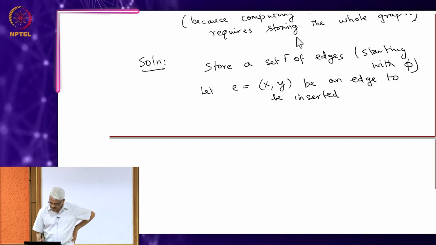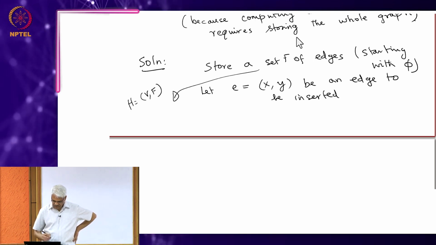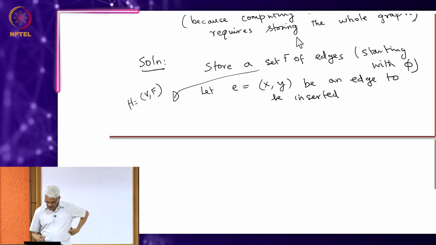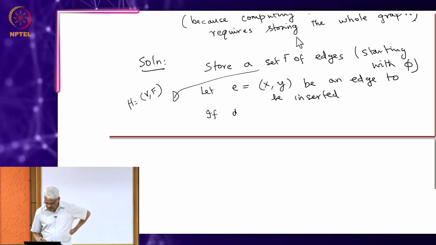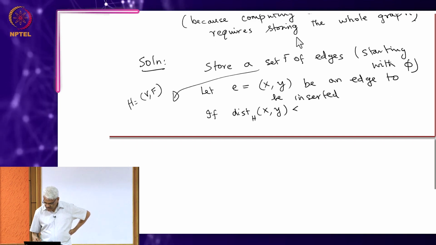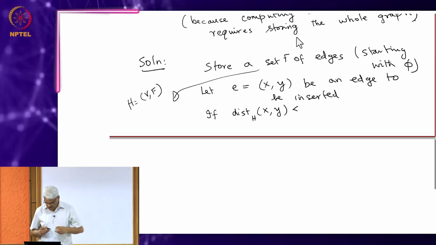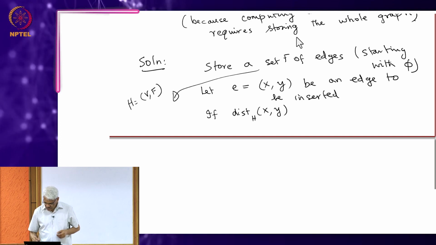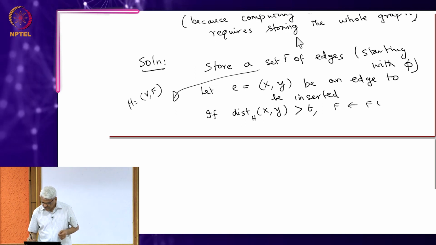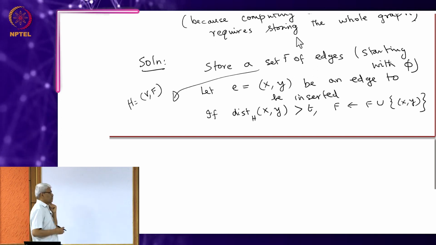I am storing a set of edges. Let us say H is that subgraph. H has the entire vertex set and F, this subset of edges. So if the distance between x and y in H is greater than t, then I am going to add it. Otherwise discard it, that is all, right.